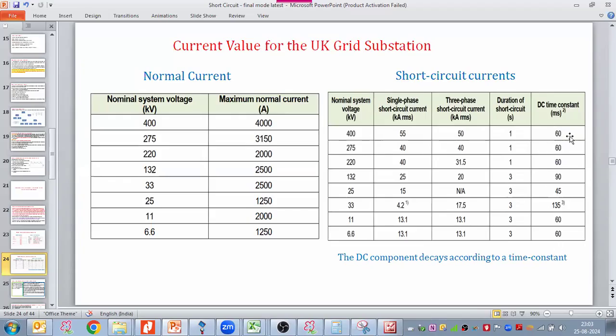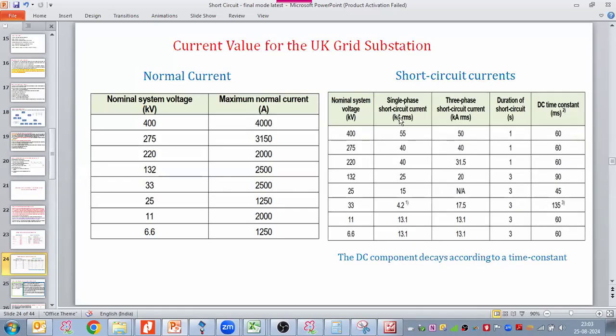It means the time required to decay the DC component. So they are also specifying that in 60 milliseconds or 90 milliseconds, your DC component will decay. Based on that, switchgear needs to be manufactured.